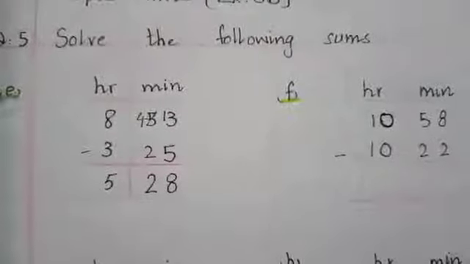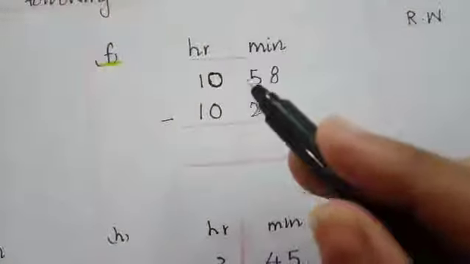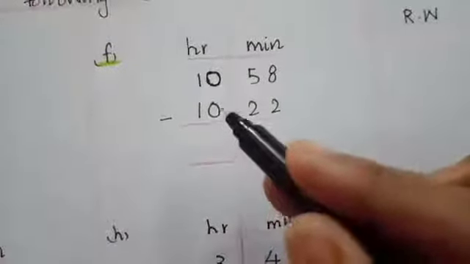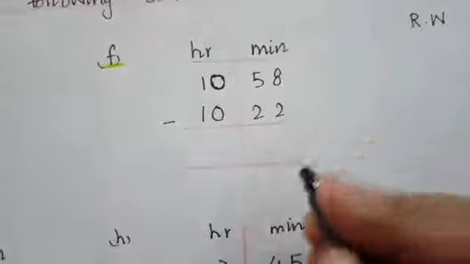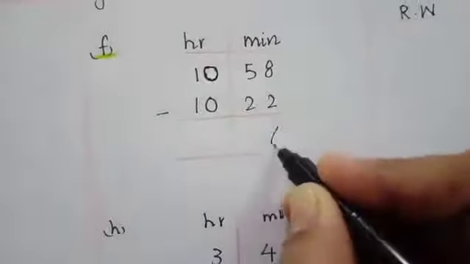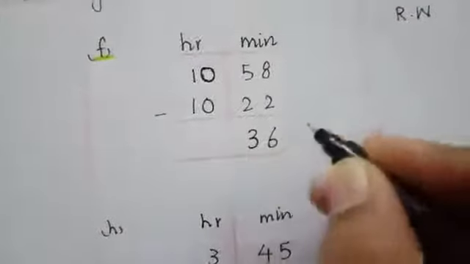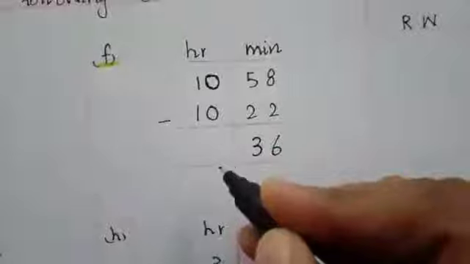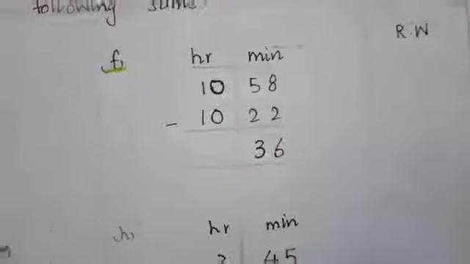It's a simple and very easy question. I hope you will solve it easily. Now look at F part. It's 10 hours and 58 minutes minus 10 hours and 22 minutes. Now we will subtract first of all minutes. 8 minus 2 is 6. And 5 minus 2 is 3. Now 10 minus 10 is 0. So what is the answer? It's 36 minutes.